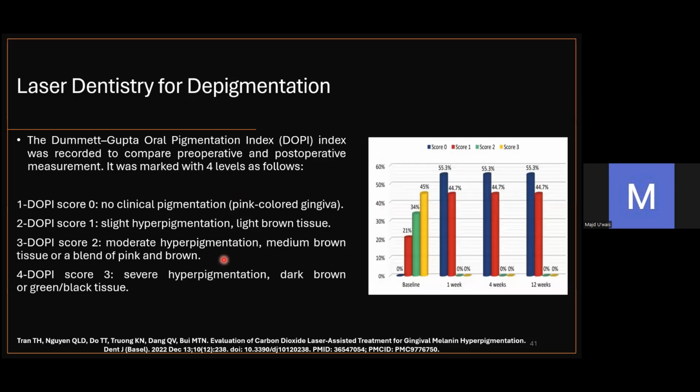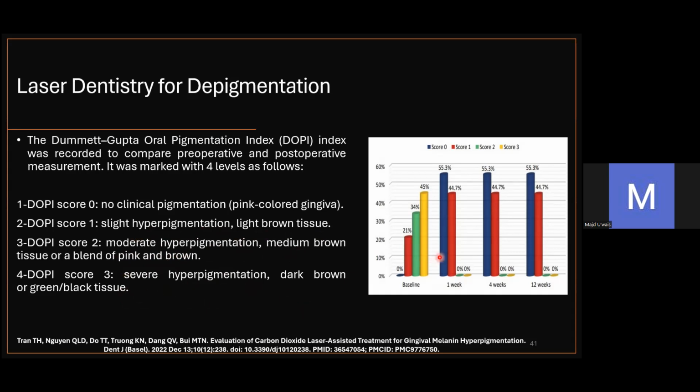So there is an index called the Dummett-Gupta Oral Pigmentation Index. This index was assessed preoperatively and postoperatively. This index has 4 scores. The first score is score 0, which is no clinical pigmentation, pink color gingiva. Score 1, which is slight hyperpigmentation, light brown tissue. Score 2, moderate hyperpigmentation, medium brown tissue or a blend of pink and brown. And score 3, which is severe hyperpigmentation, dark brown or green-black tissue.